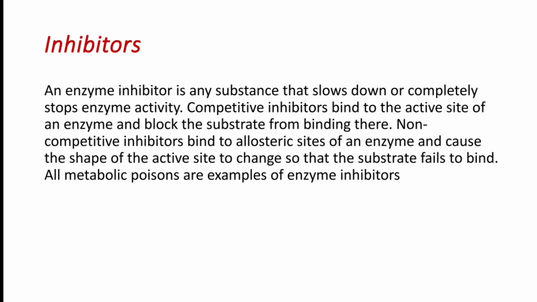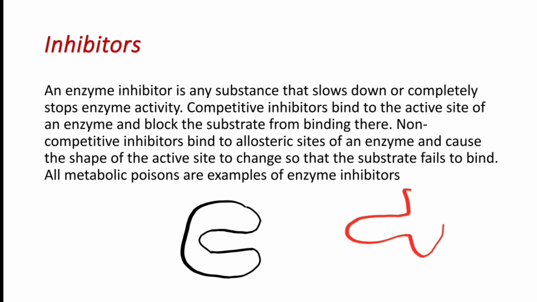That's what competitive inhibitors do. They will bind on the active site of an enzyme and block the substrate from binding there. In other words, competitive inhibitors will compete with the substrate for the active site. So you find that the competitive inhibitor has got the same shape as the substrate, and they will start competing for the active site. So if we have our enzyme with this active site, we're going to have an inhibitor, and then we'll have a substrate. The substrate will also look the same, and these two will start competing for the active site.